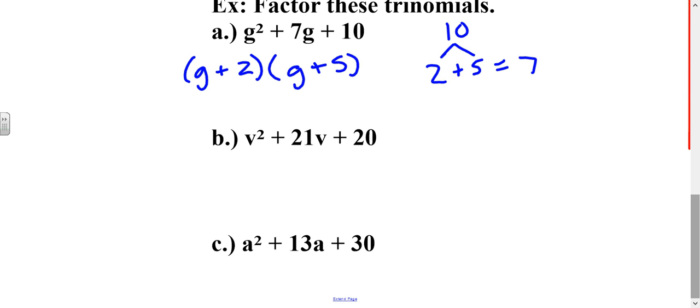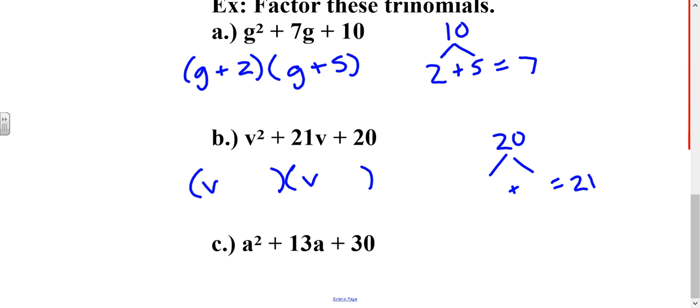And feel free to pause the video at any time and try these on your own and then check and see if you got it right. So we've got, they have to multiply to be 20, and they have to add to be 21. So we're going to set up our trinomials. We've got v and v, because v times v gives us the v squared. Okay, what numbers multiply to be 20, but add to equal 21?